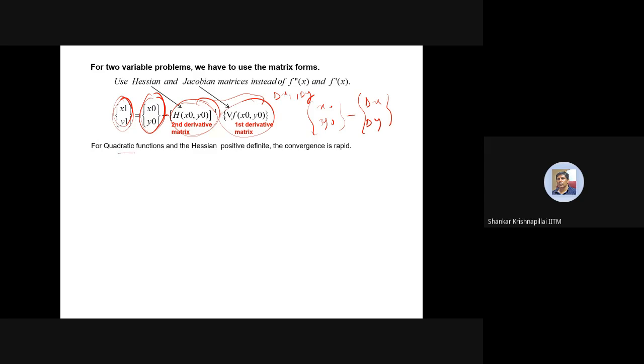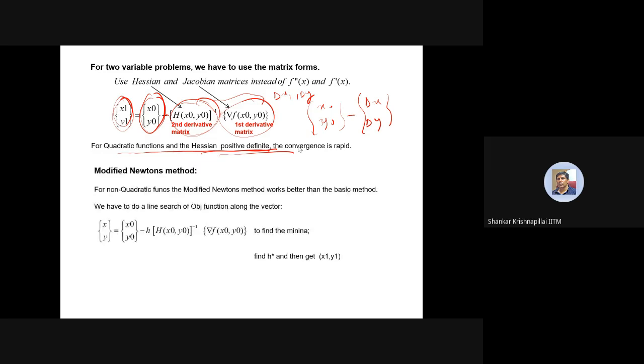So for quadratic functions and for convex objective functions, the convergence is very rapid. In fact, in one iteration, you will get the solution if the objective function is quadratic and convex. Then, modified Newton's method. The basic method will not work well with non-quadratic functions, for example, cubic functions, etc.